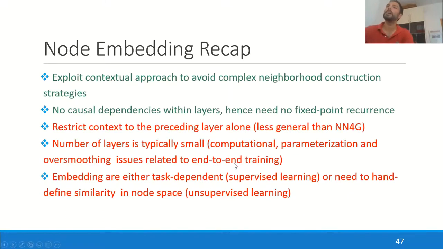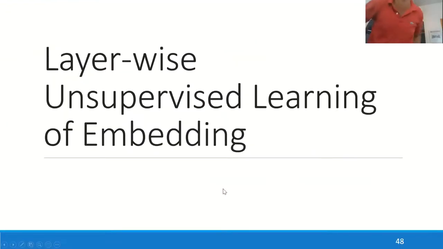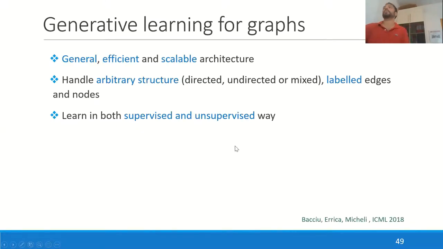There is another thing: in general, if you use the approach that we've seen so far, the embeddings are typically task dependent, or anyway, they need a defined similarity in node space. You need to define a cost function to define similarity. That is why I bring you as a last example a layer-wise approach to learn graph embeddings. This is something that we initially presented at ICML in 2018.